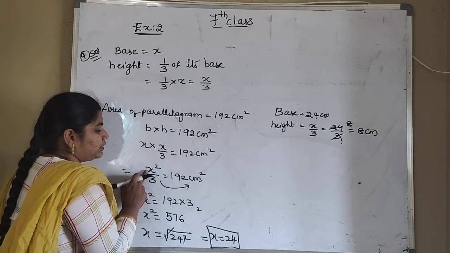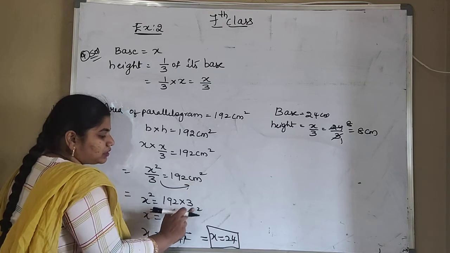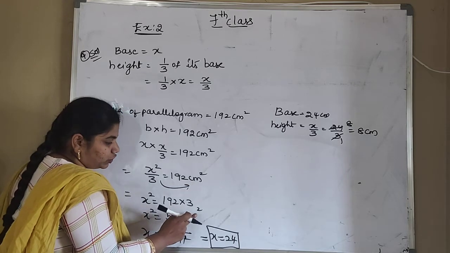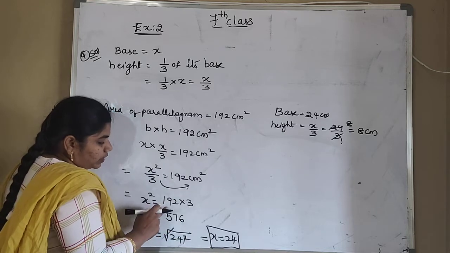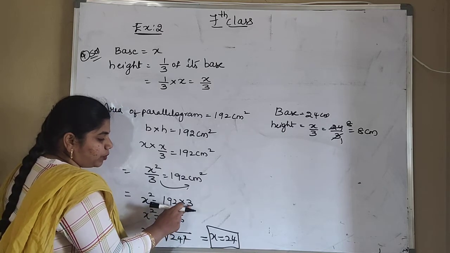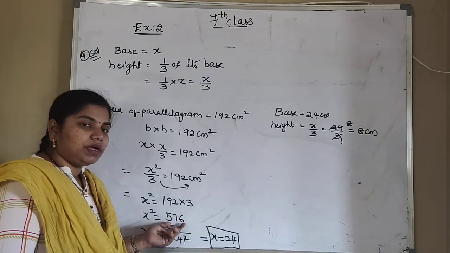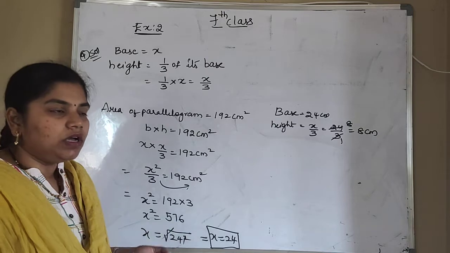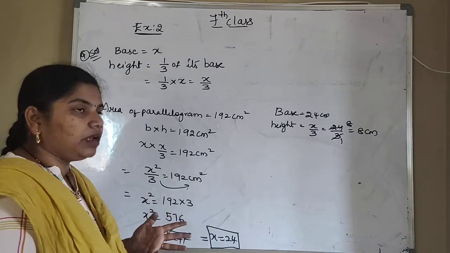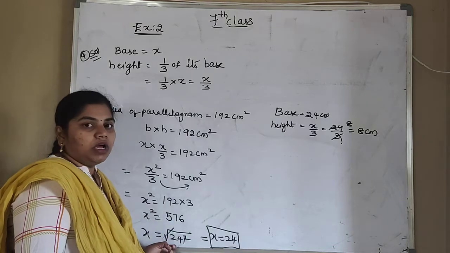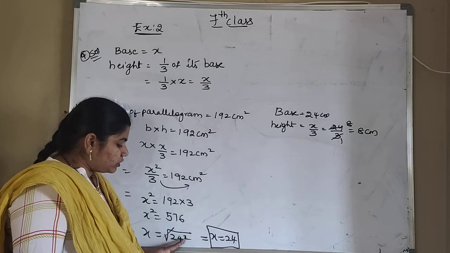So base is x, height is x by 3, 192 centimeters square. x into x will be x square by 3 is equals to 192. 3 I am transposing to other side, that will be in the form of multiplication. So here that will be x square is equals to 576. If you multiply this you will get 576. 576 is a square number. So which two common factors will you multiply to make that square number? That will be 24 square. 24 into 24 will be 576. So 24 square I wrote.